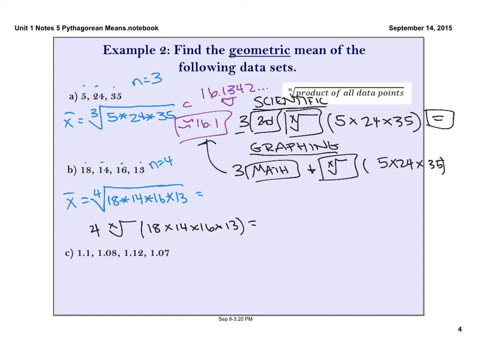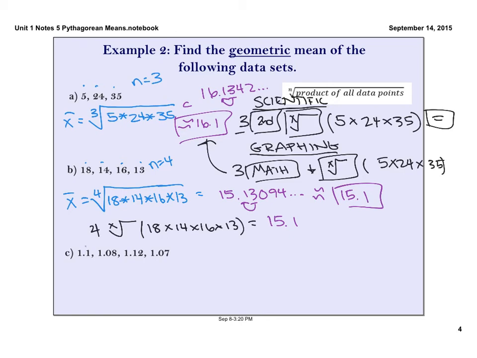And my mean here, I get 15.1304, and it keeps going. Now I'm going to use my rules of rounding. I need to round to the 10th place. So that's approximately 15.1. And does it make sense with my data? Yes, it absolutely does. 13, 14, 16, and 18 makes sense to me that my mean would be about 15.